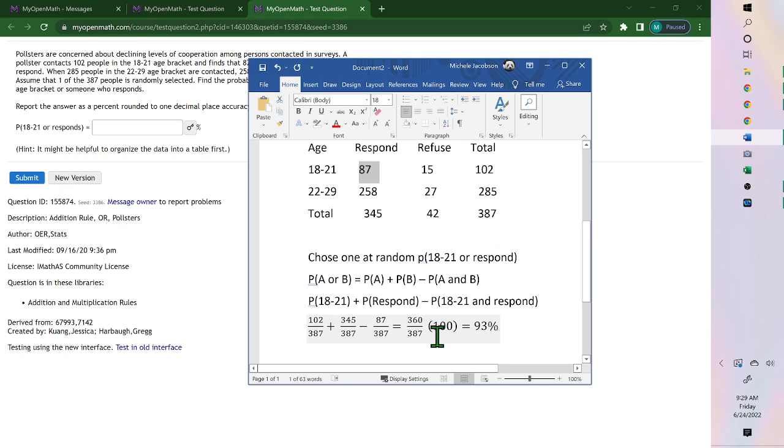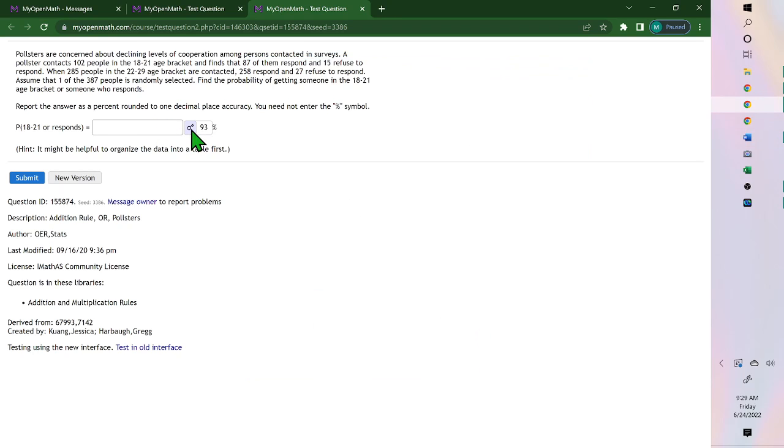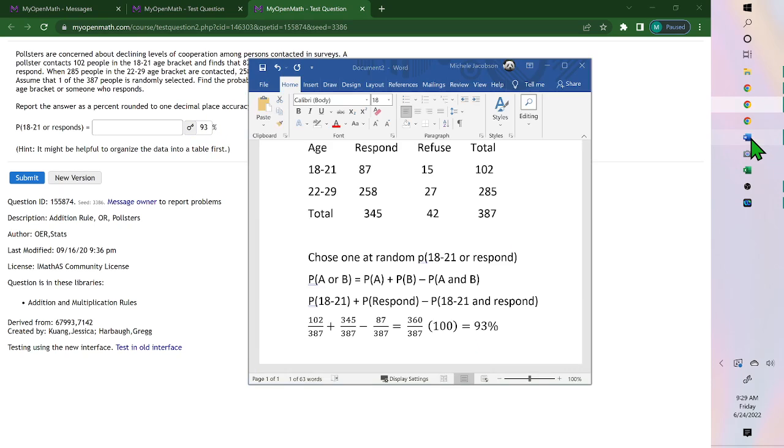When you combine those, you get 360 out of 387. And they wanted the answer as a percent, rounded to 1 decimal place. So I multiplied by 100 to make it a percent. And I got, the reason I put the decimal, because it said 1 decimal place, it was a 0. It was 93.0.